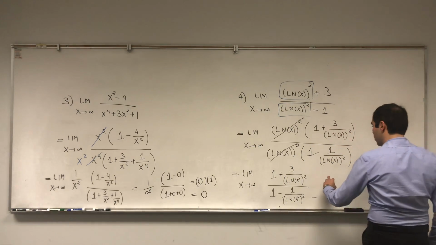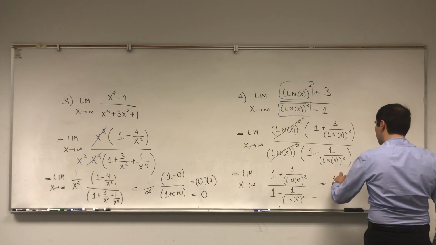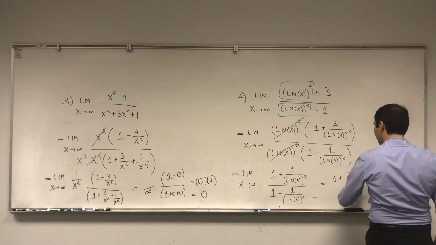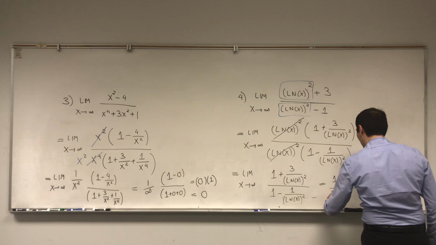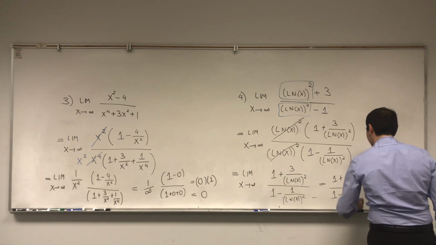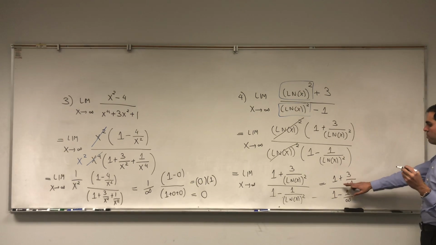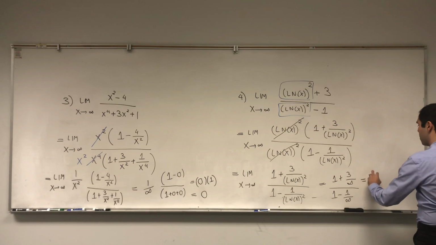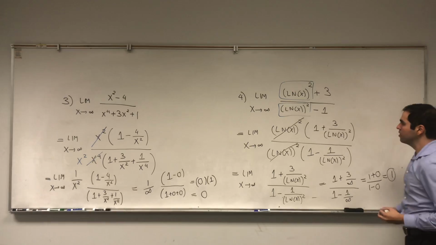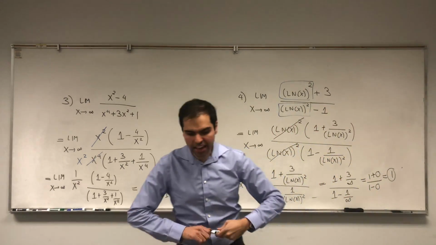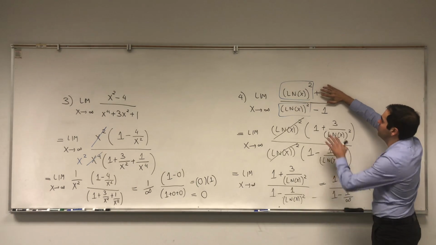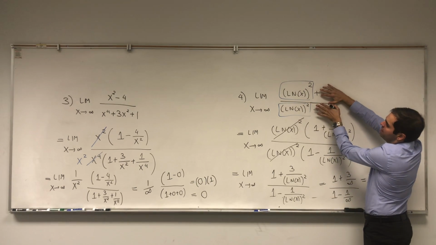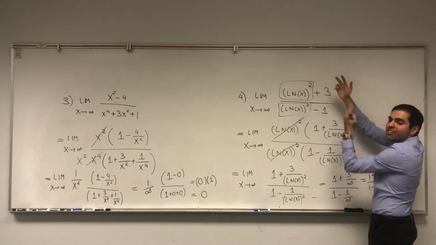And then what this becomes, it's simply 1 plus 3 over infinity, because ln of x goes to infinity as x goes to infinity, and then 1 minus 1 over infinity, which just becomes 1 plus 0 over 1 minus 0, and that's just 1. Which again makes sense. As x goes to infinity, ln of x becomes huge, much bigger than this 3 and much bigger than this minus 1. So in the end, the limit should be 1.